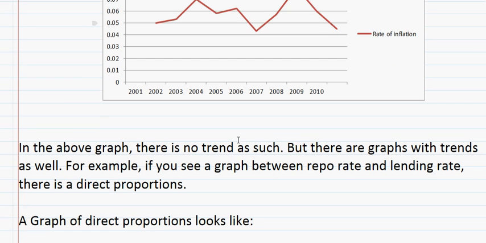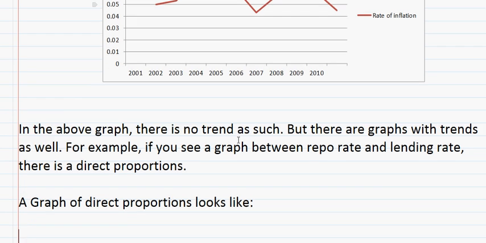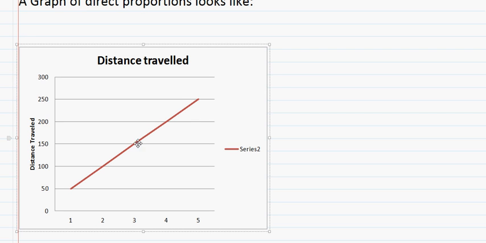For example, if you see a graph between the repo rate and the lending rate, it would be a direct proportionality graph, which means as the repo rate increases, the lending rate also increases. As there is a cut in the repo rate, the lending rate also decreases. So this is a direct proportionality graph. I'll show you one here. I have plotted distance traveled versus time.